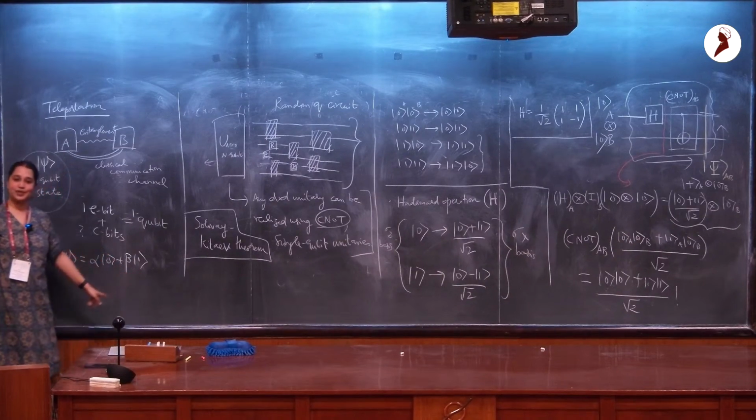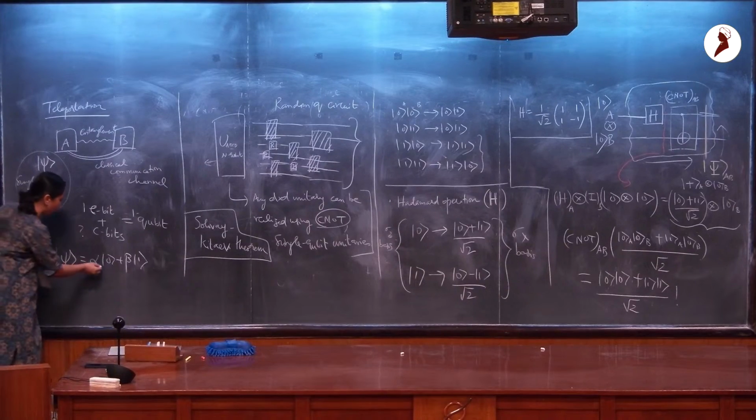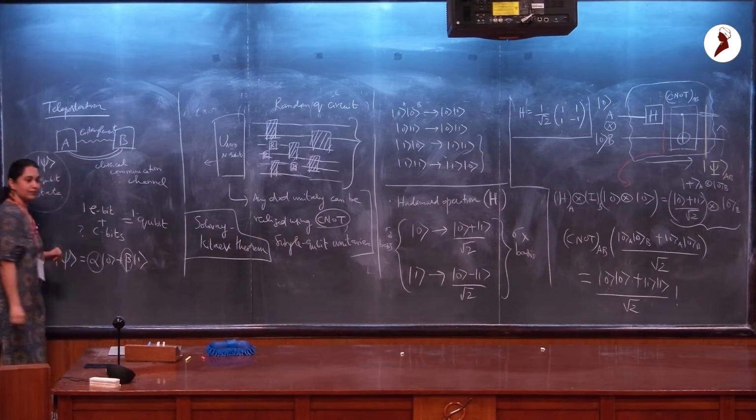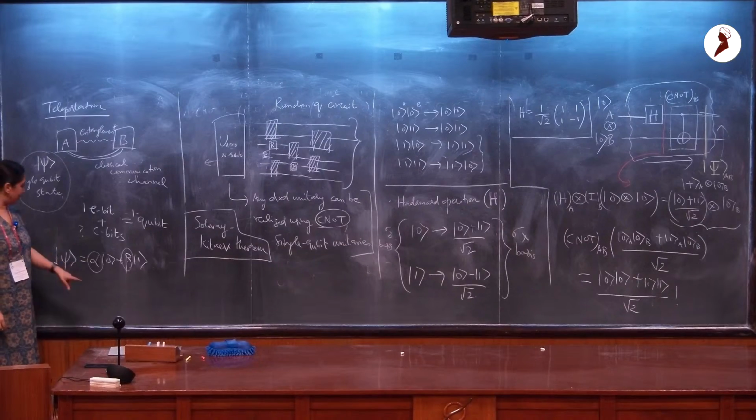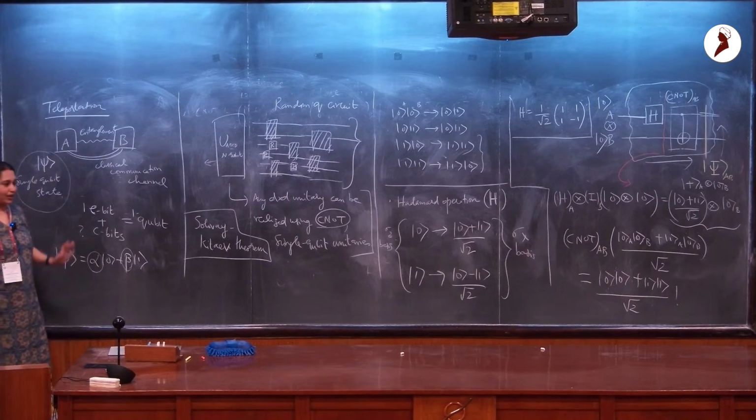Now, how many measurements do you need? So what do you need? What does A need to get? A needs to know what is alpha and what is beta. PhD student has gone off to a trek in the Himalayas. No idea what A and alpha and beta are. But A has the box, and just one box.